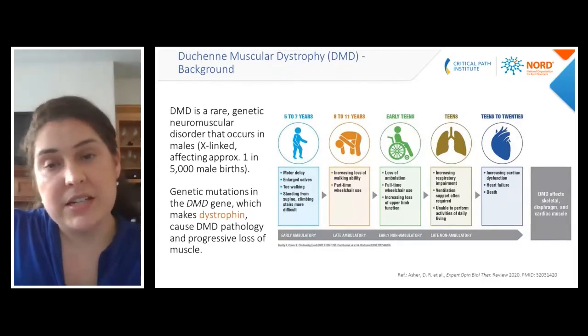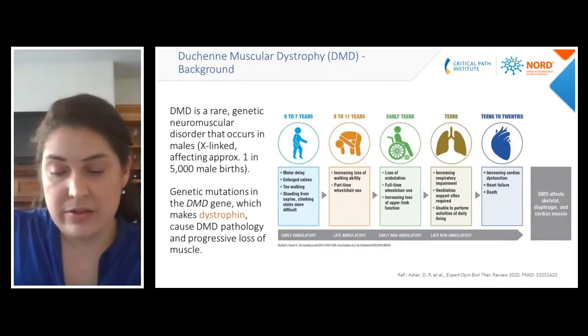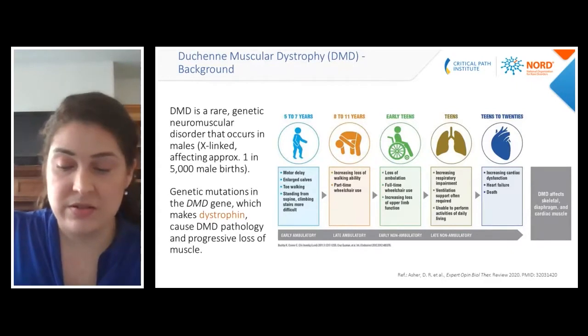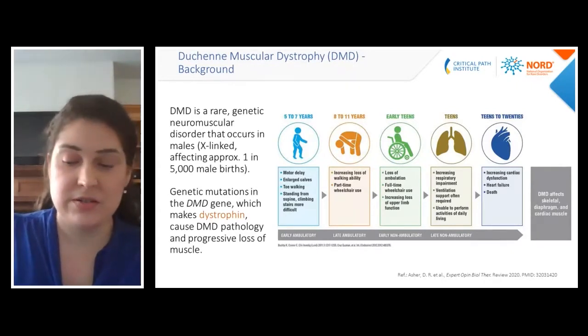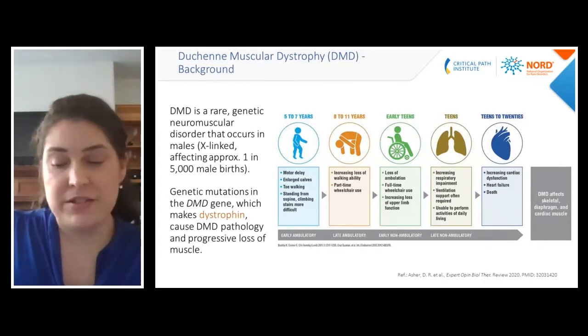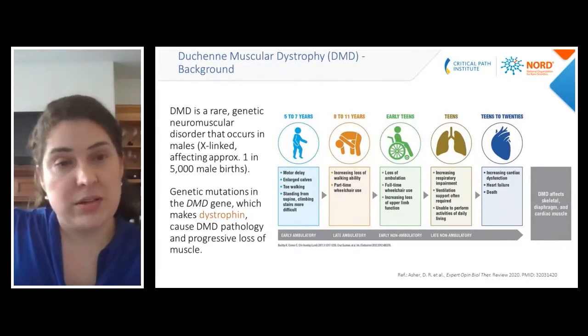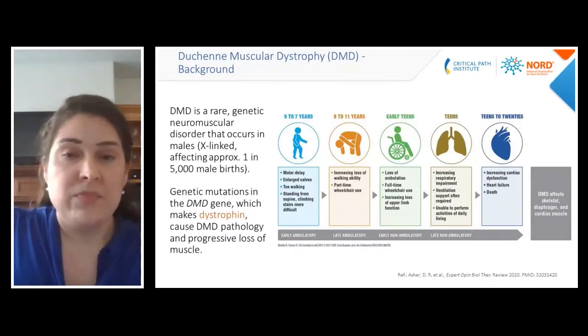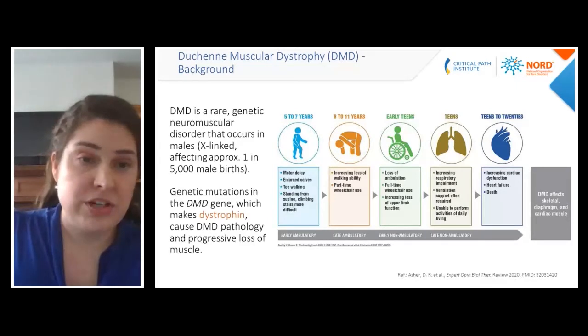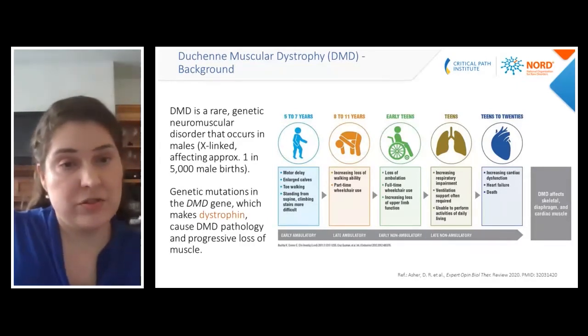In the late teens to early 20s, at the more advanced stage of the disease, there are increasing cardiac dysfunctions, increasing respiratory deficits, and this will eventually lead to premature death. There's no current cure for Duchenne muscular dystrophy. There are a handful of drugs that have been approved.